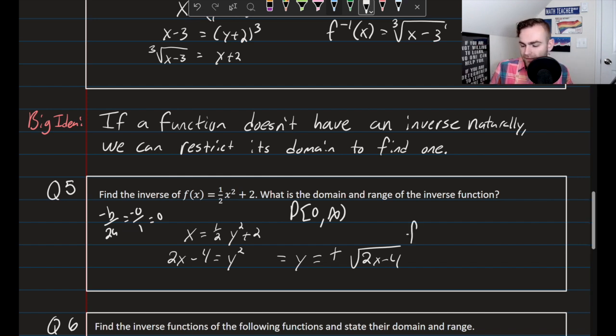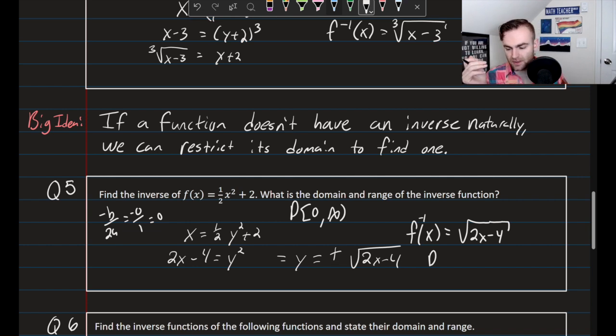So, f inverse of x is equal to the square root of 2x take away 4. What is the domain and range? Well, the domain, well, it's a square root. We can figure that out. We set the inside of the square root greater than or equal to 0, which means that 2x is greater than or equal to 4, which means that x is greater than or equal to 2. So its domain is 2 to infinity.